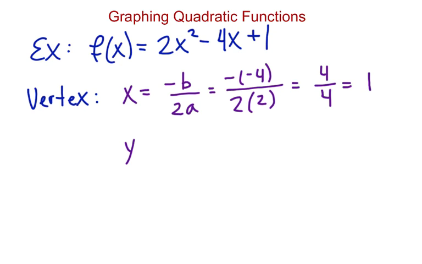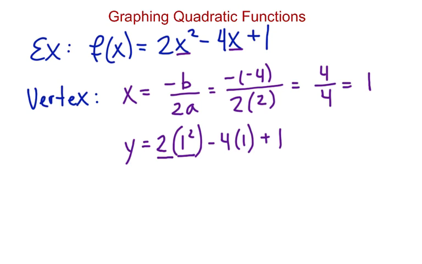To find the y value, we're just going to take that x value we found and replace it in the function. So y in this case will be 2 multiplied by 1 squared minus 4 times 1 plus 1. We'll just follow our order of operations there. So 1 squared is 1, times 2 is 2, minus 4 is negative 2, plus 1 is negative 1. So our summary there is the vertex would be 1, negative 1.